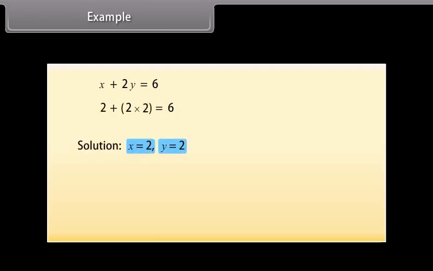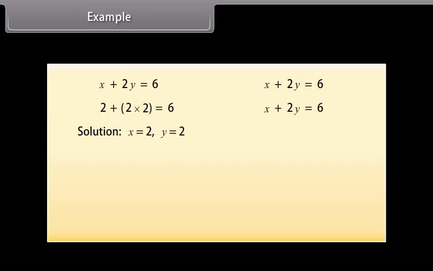Example. Let's now find four different solutions for this equation. By looking at the equation, we can say that x = 2, y = 2 is a solution because on substituting x as 2 and y as 2, we get the answer 6. Now let us choose x as 0. With this value of x, the given equation reduces to 2y = 6. Substituting y as 3, we get the answer 6. So, x = 0, y = 3 is also a solution for x + 2y = 6.